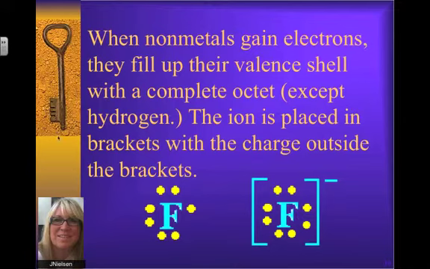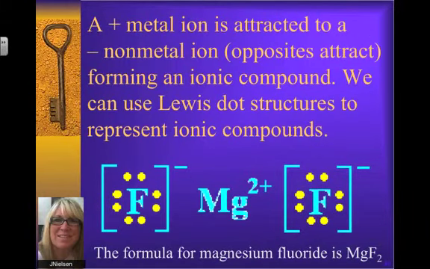When nonmetals gain electrons, they fill up their valence shell with a complete octet, except hydrogen. The ion is then placed in brackets with a charge outside. So here you can see magnesium gave up 2, each fluorine took 1, so the fluorines are in brackets, each with a negative charge. And the formula is MgF2.